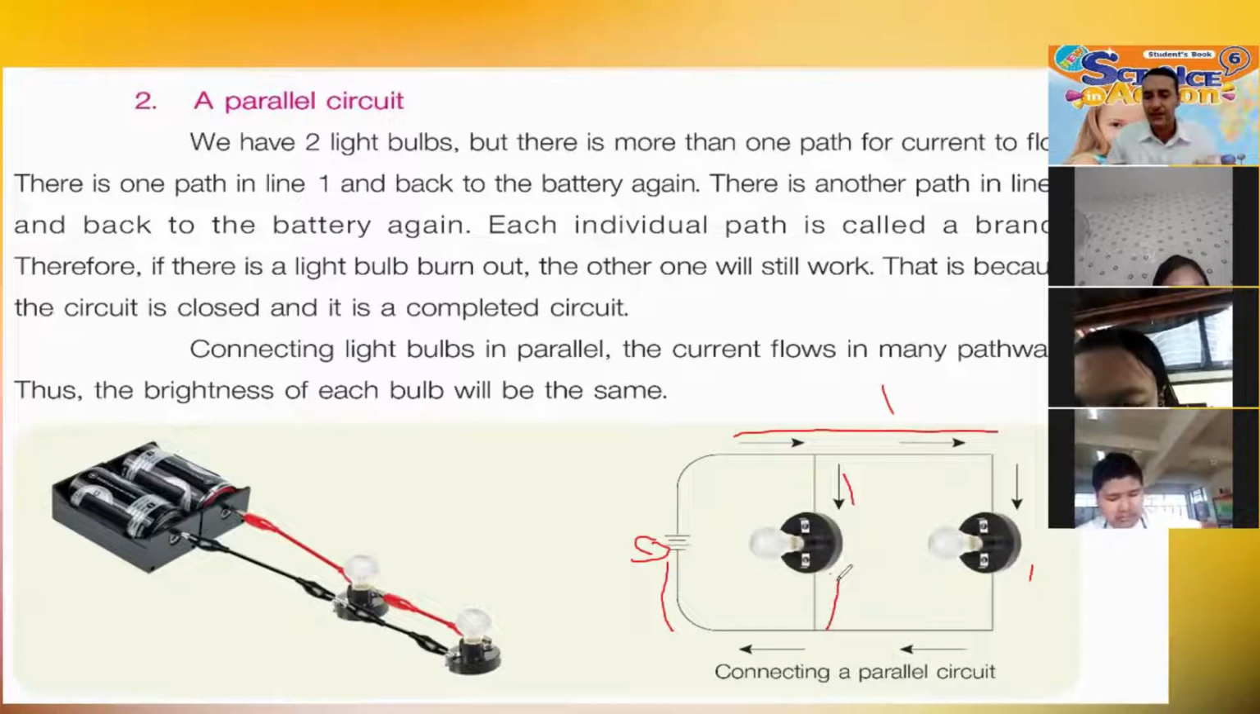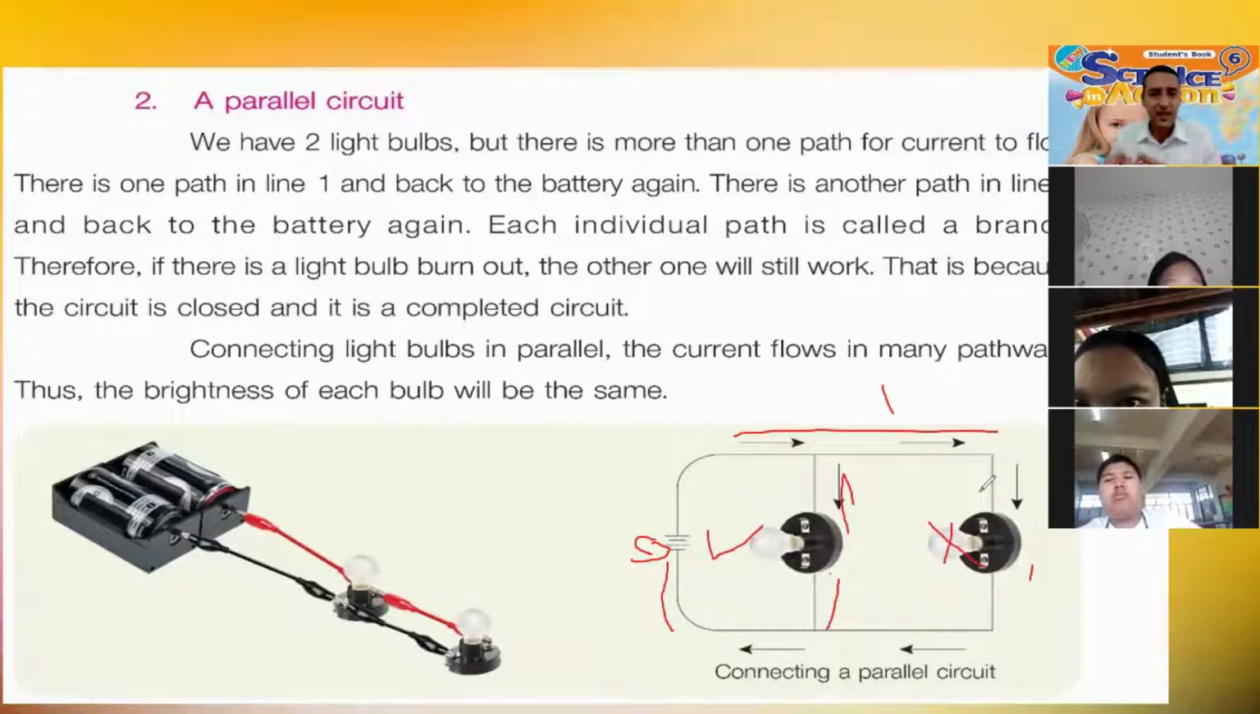So the benefit of this circuit is, if for example on path 1 one bulb just burns out, the second bulb will still work because there is another path. They have more than one path. So the flow of electric current is still available for the second bulb. This is actually the benefit of a parallel circuit, right?